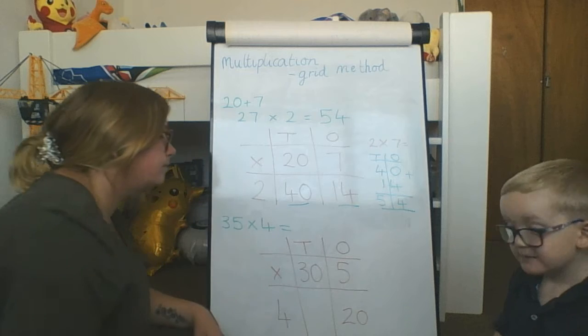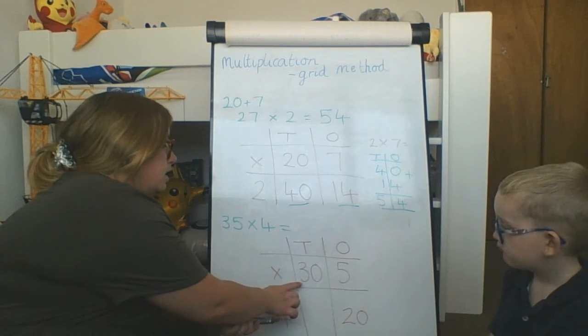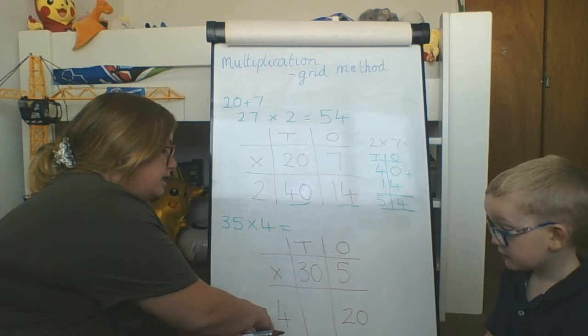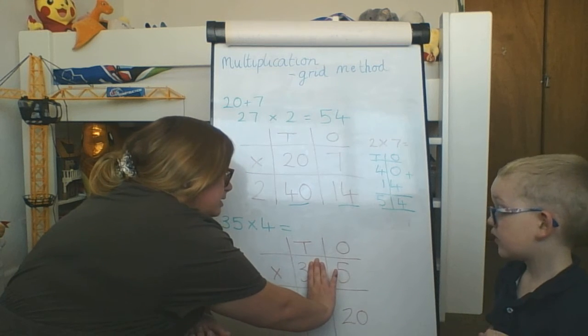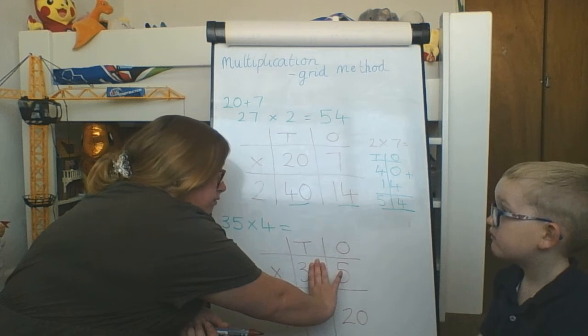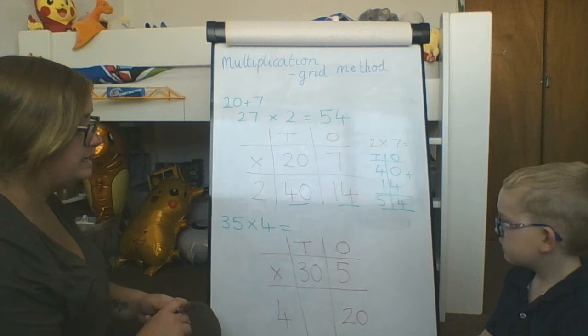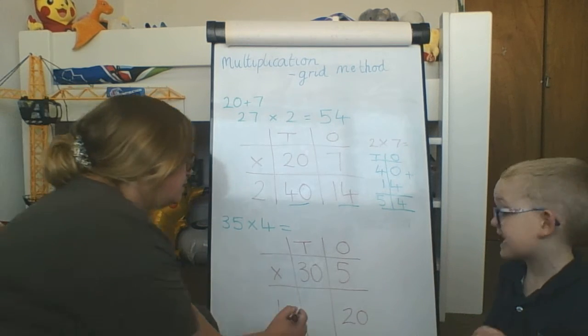Then we've got 30 times 4, and the way to look at that is if you have 3 times 4, 3 times 4 is 12. But because that's a 10, we have to multiply it by 10. So 12 times 10 is 120.